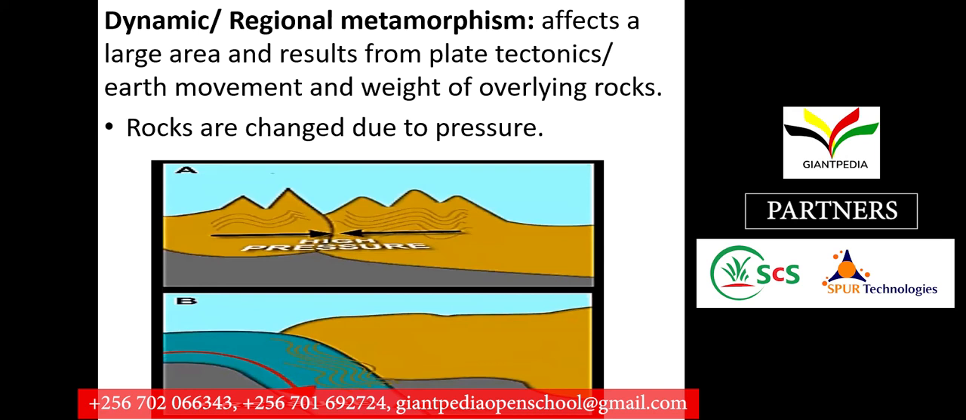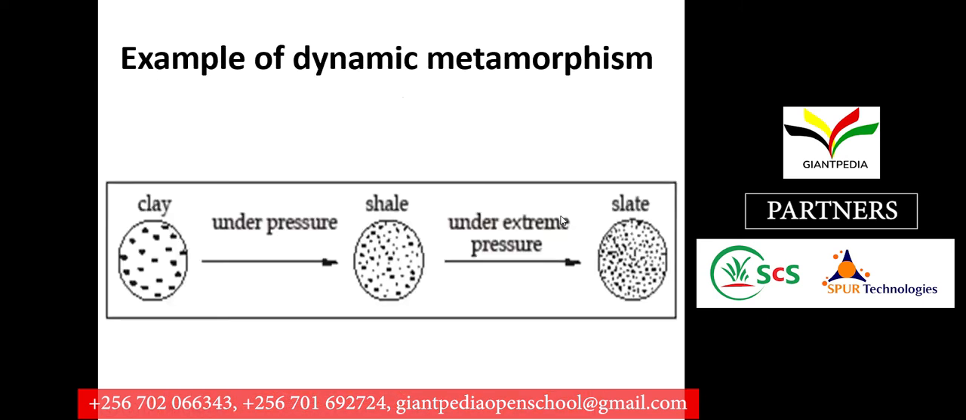The pressure which results from plate tectonism could be faulting, folding, or warping, exerting pressure. So that's why we say it affects a very large area. When we talk of pressure, we can see some diagrams here. The tectonic plates are moving towards each other, moving away from each other. Then the crust rocks are subjected to what? Pressure, which eventually changes the rocks. So that is dynamic metamorphism.